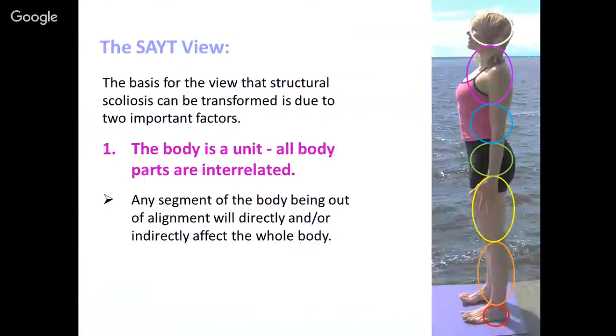So the structural alignment view, the basis for the view that structural scoliosis can be transformed, is due to two important factors. The first point is the body is a unit. All body parts are interrelated. Any segment of the body being out of alignment will directly and or indirectly affect the whole body.